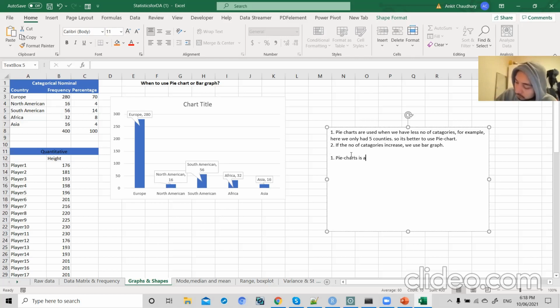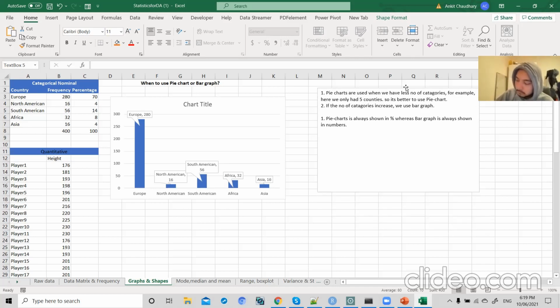A pie chart is always shown in percentage, whereas a bar graph is always shown in numbers. Okay, so that's the main difference between a pie chart and a bar graph.